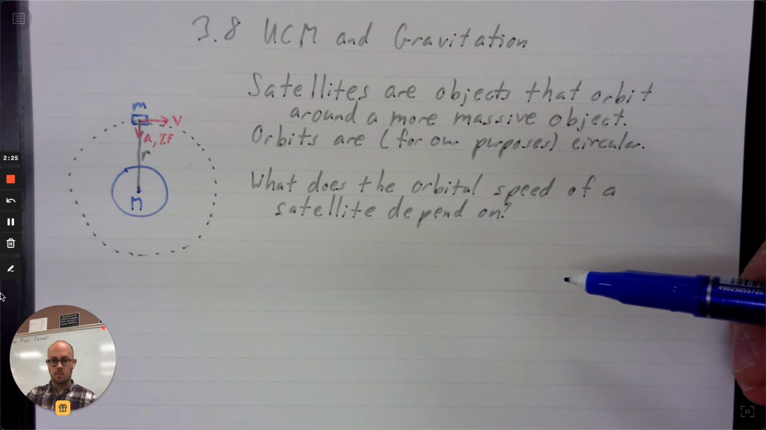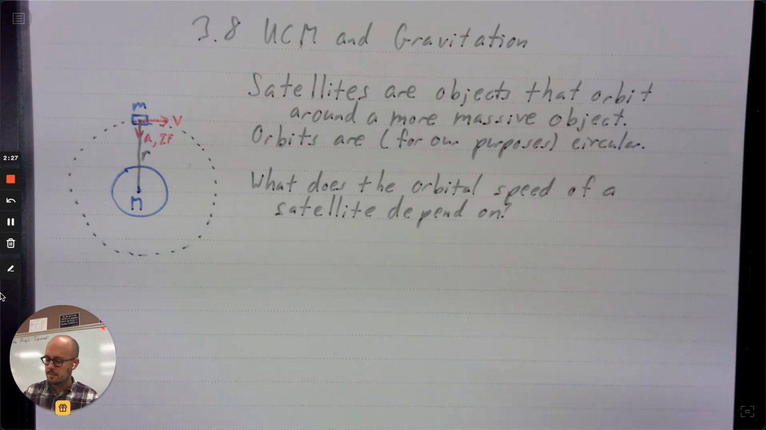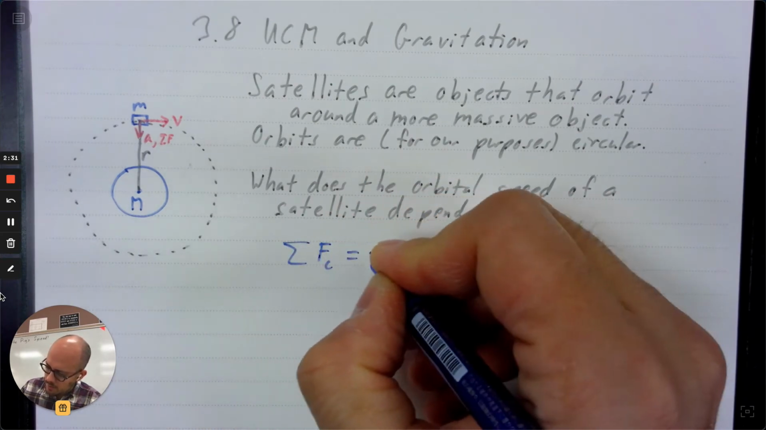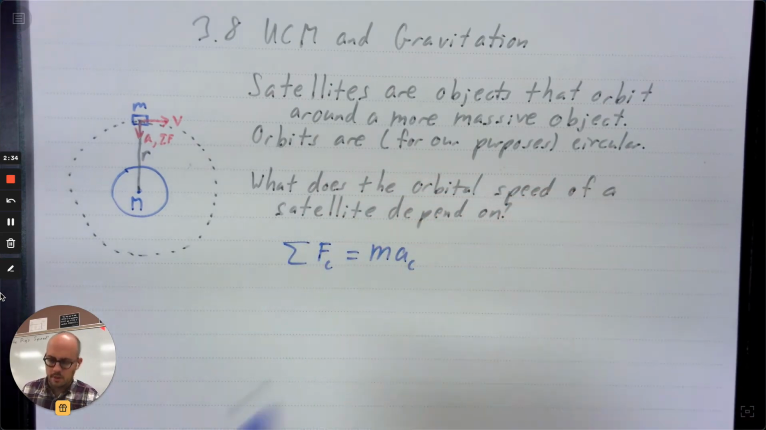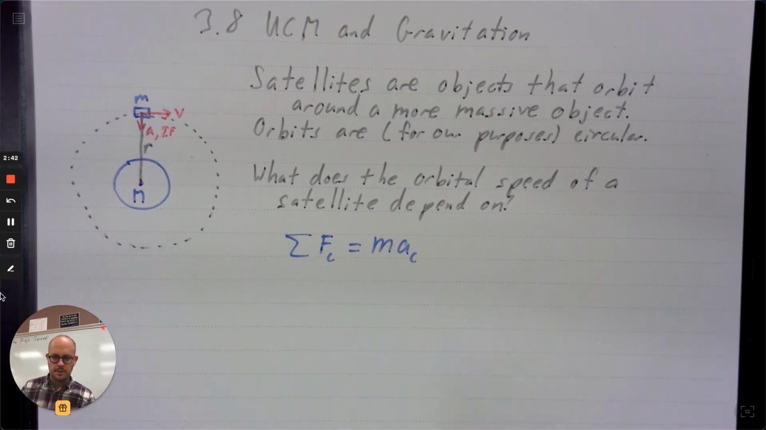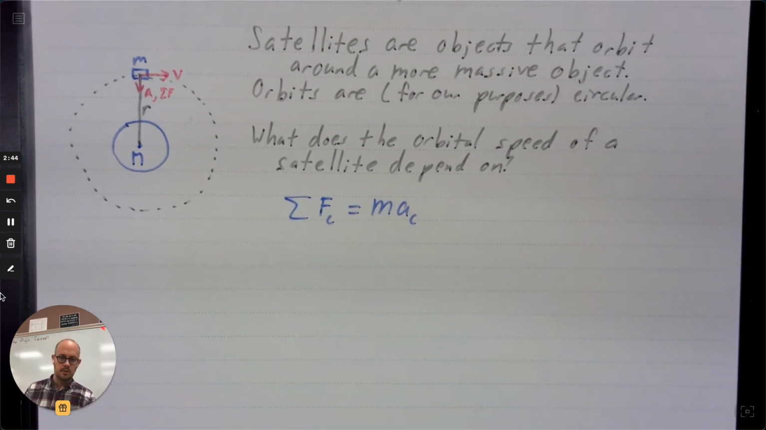So as far as this big question here, what does the orbital speed of a satellite depend on? We start with the understanding that this object is traveling in a circular path. So we start with circular motion and the centripetal net force. Now, the centripetal net force in space is purely due to gravity.